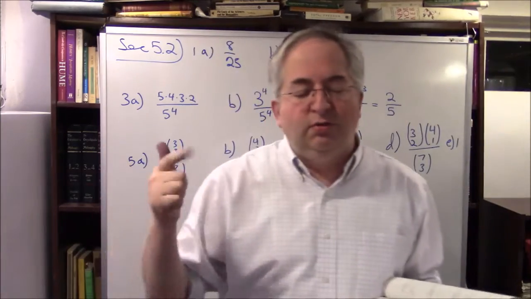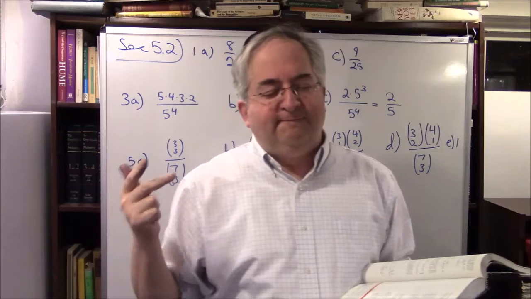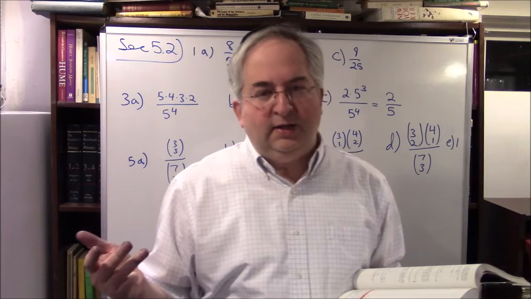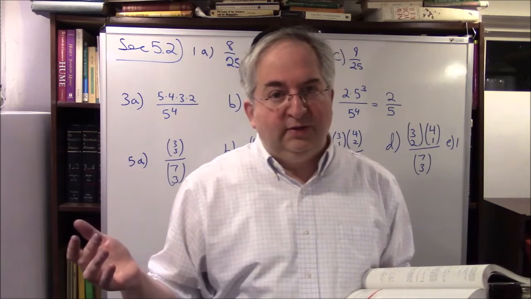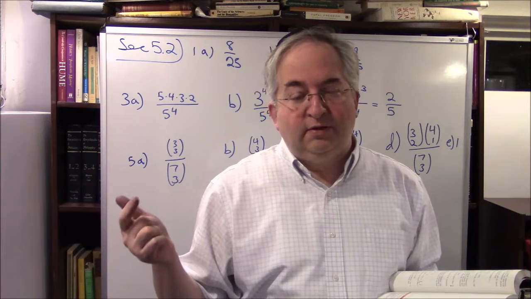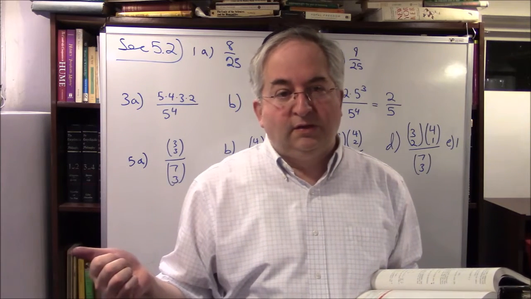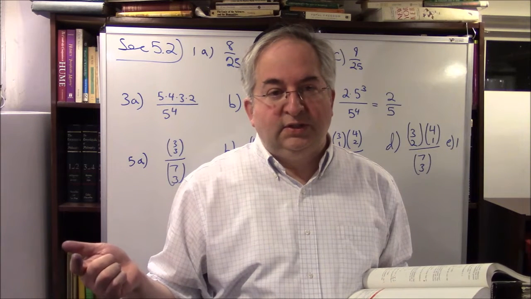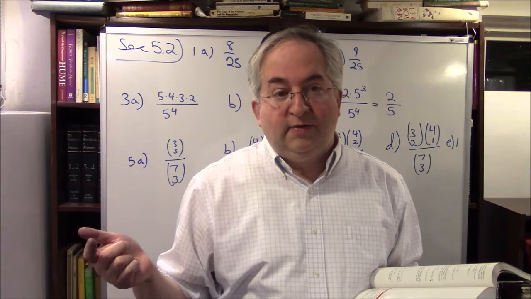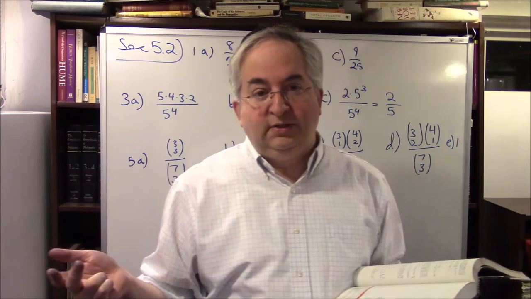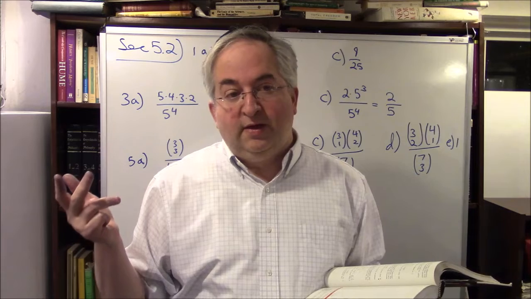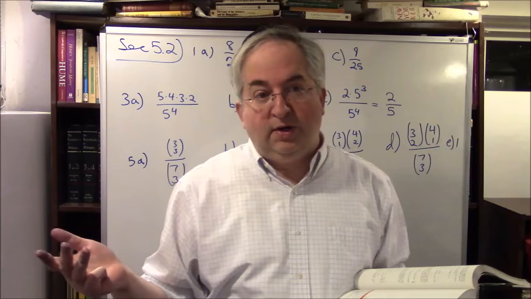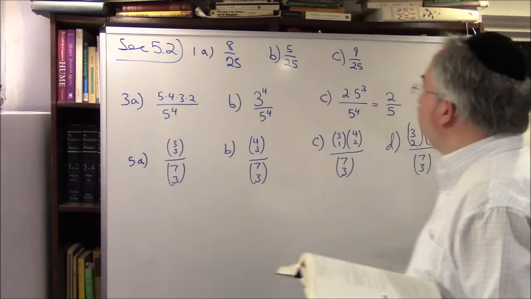Let's do it. 2, 3, 5, 7, not 8, not 9, not 10, not 11, not 12, not 13, not 14, not 15, not 16, not 17, not 18, not 19, 19 is prime, not 20, not 21, not 22, 23 is prime, 24 is not prime, 25 is not prime.